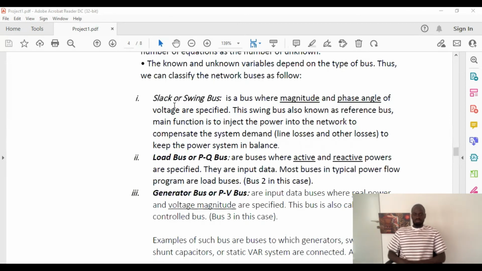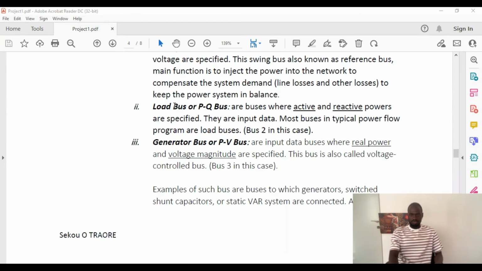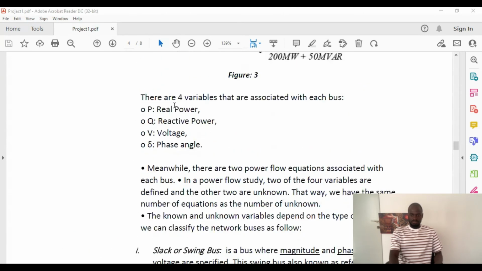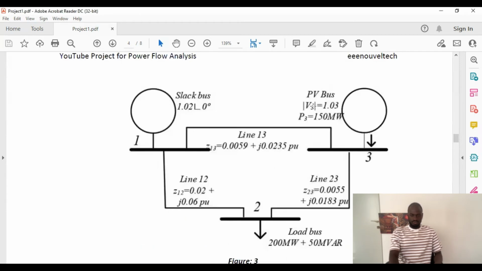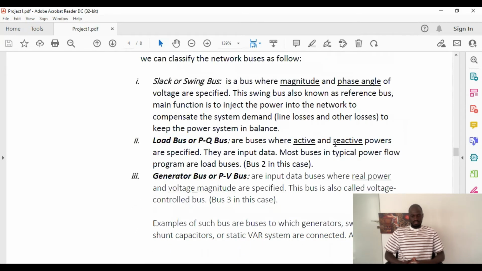The load bus or PQ bus is a bus where active and reactive power are specified. We do know those values. For example, you can see here in our PV bus, V3 is equal to 1.03 and the P value is 150 megawatts. So it's already specified. Most buses in a typical power flow program are load buses. In our case, it is bus 2, as I showed before.